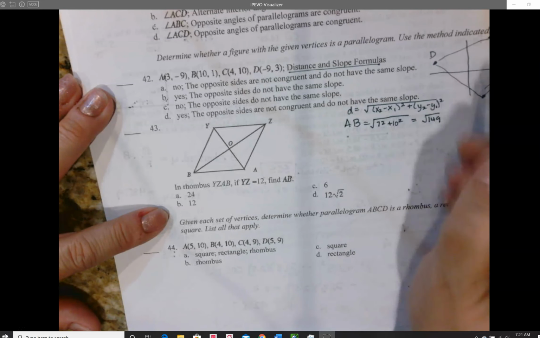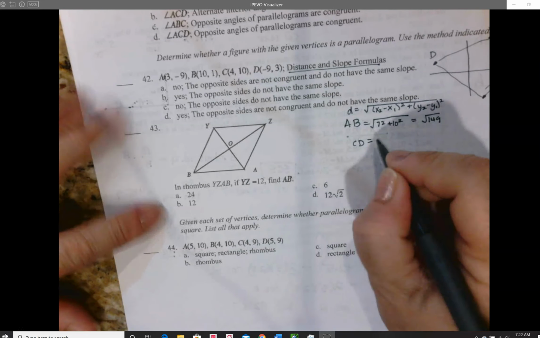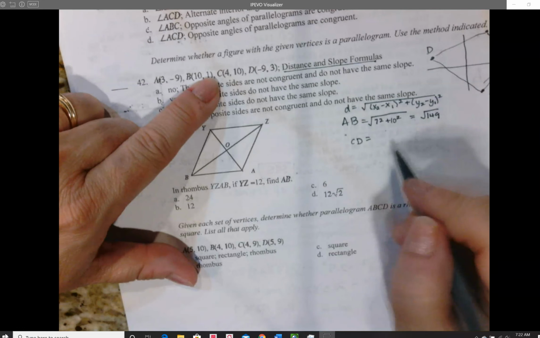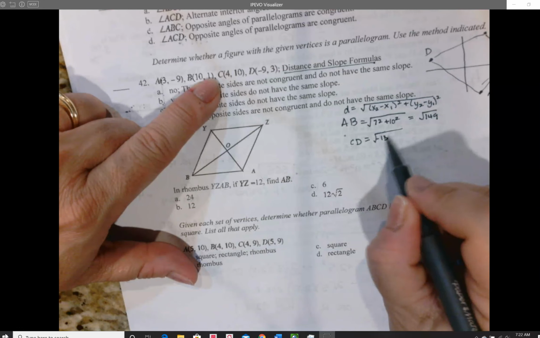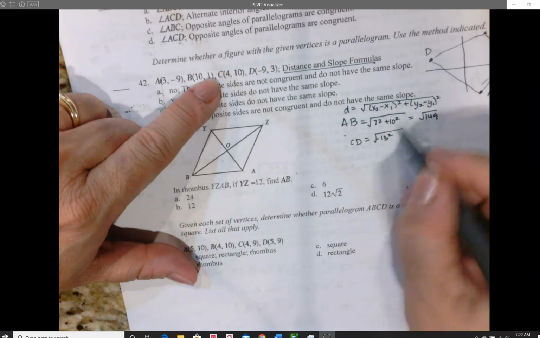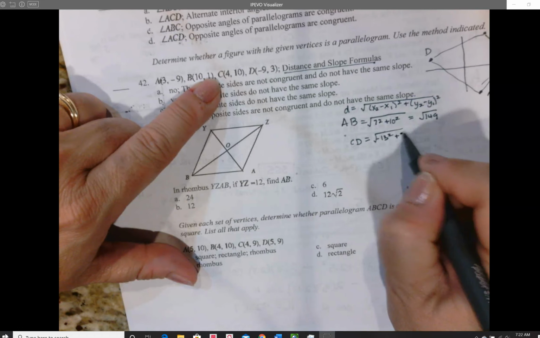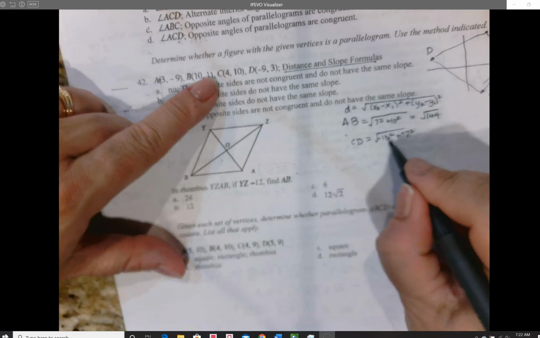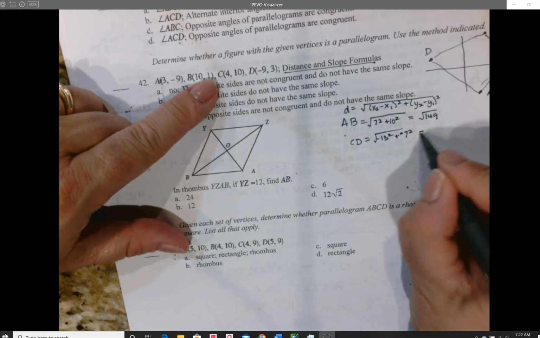And then I'm going to find CD. So I'm going to go negative 9 minus 4 is negative 13. And 3 minus 10 is negative 7. So negative 9 minus 4 giving me 13. I can already tell I don't have the same number there. Let me add 13 squared, 169 plus 49, just to get the right answer. So that's square root of 218.